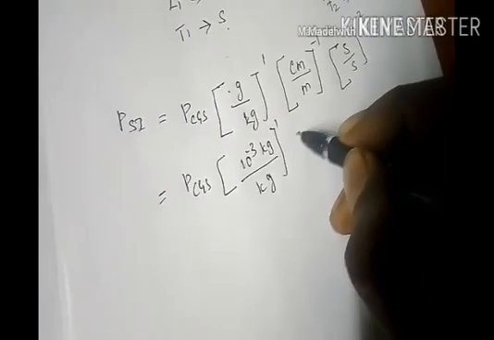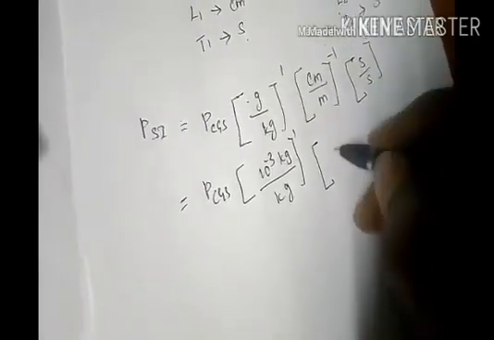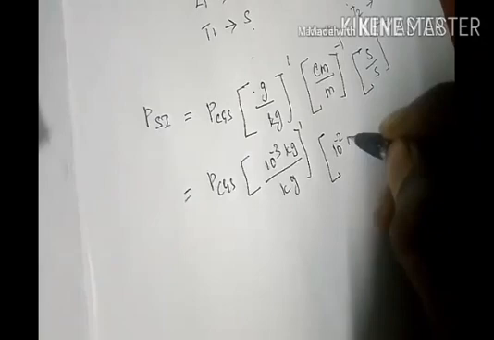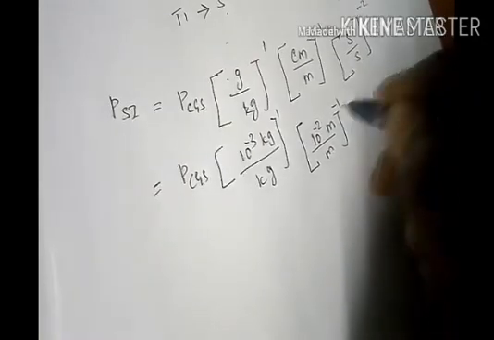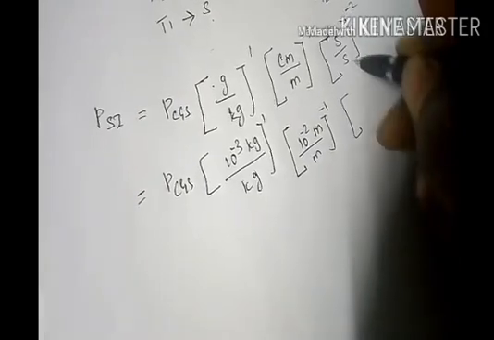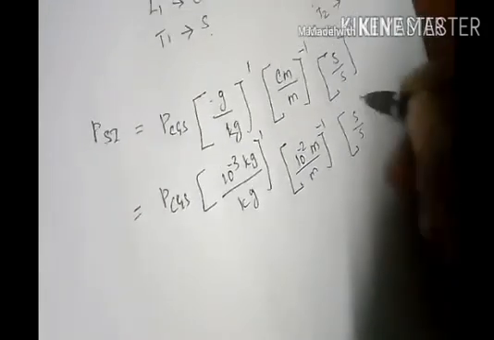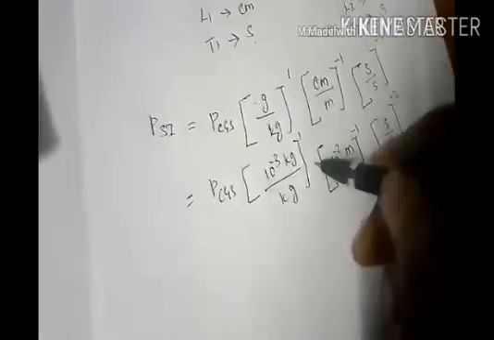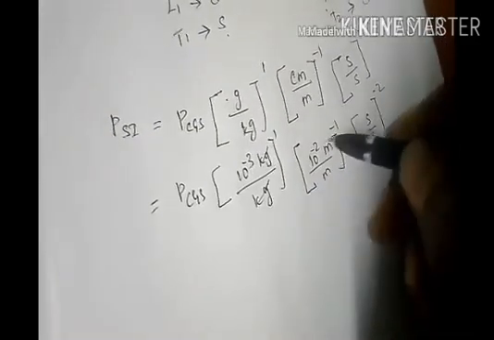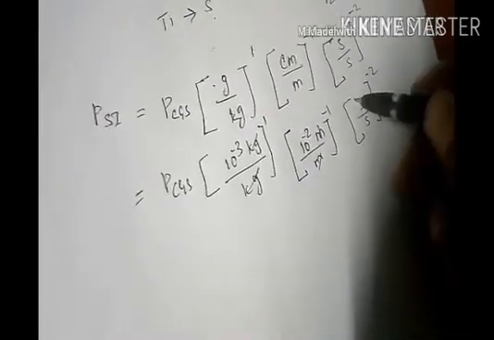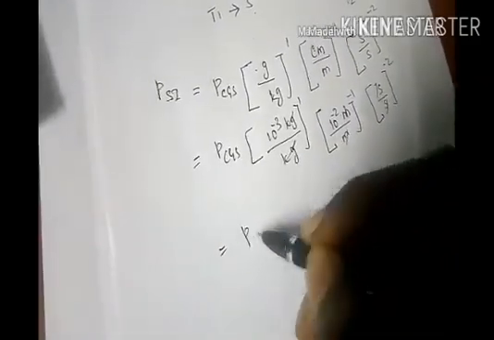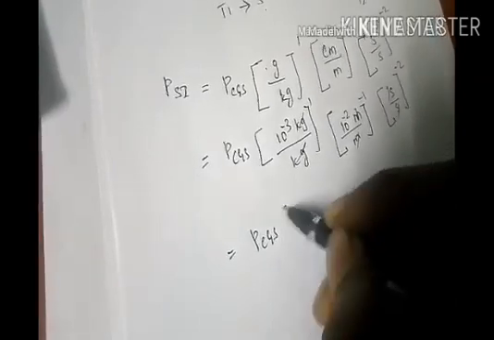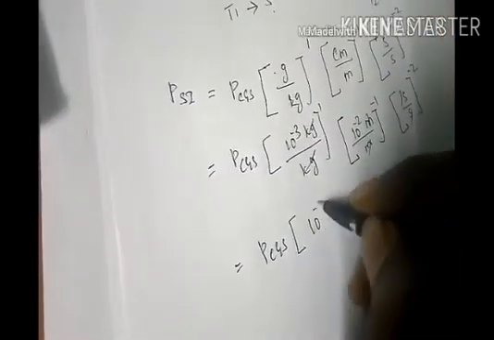Next here centi value is 10 power minus 2 meter per meter, the power is minus 1. Next, second by second, power minus 2. So here kg cancels, meter cancels, second cancels. So pressure in CGS, 10 power minus 3 power 1.